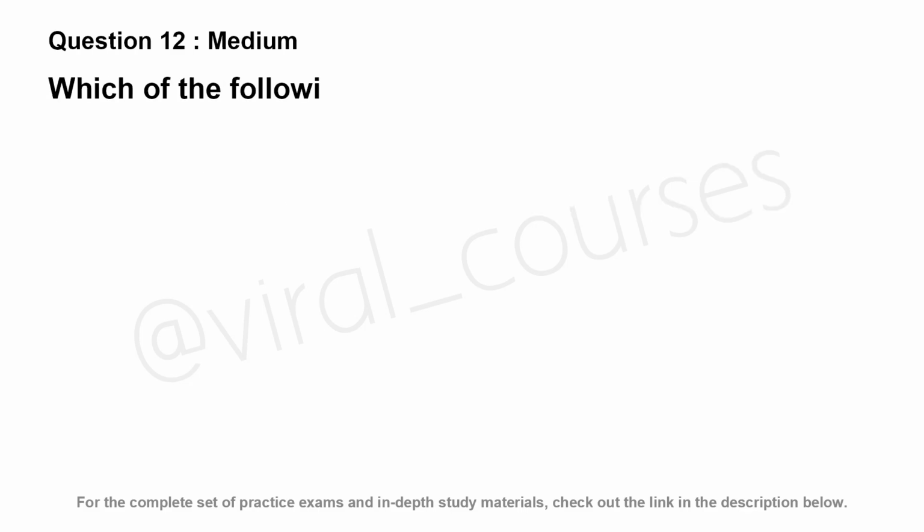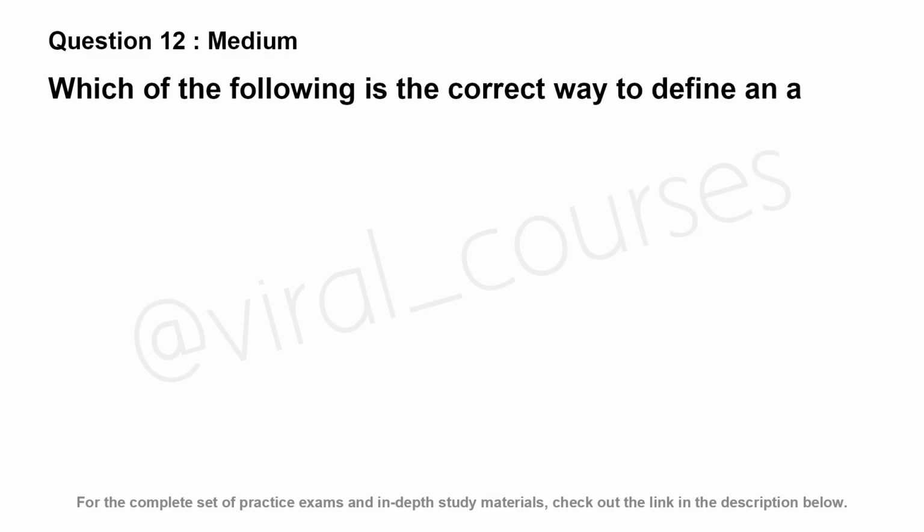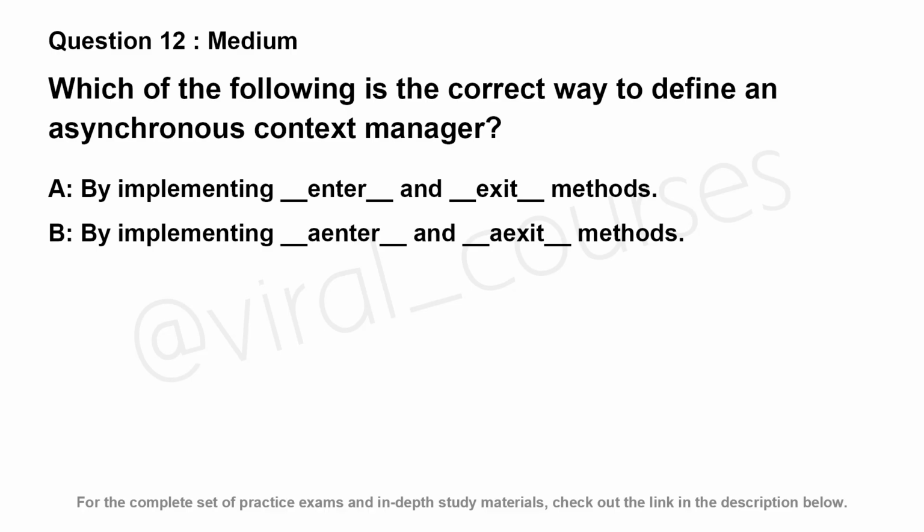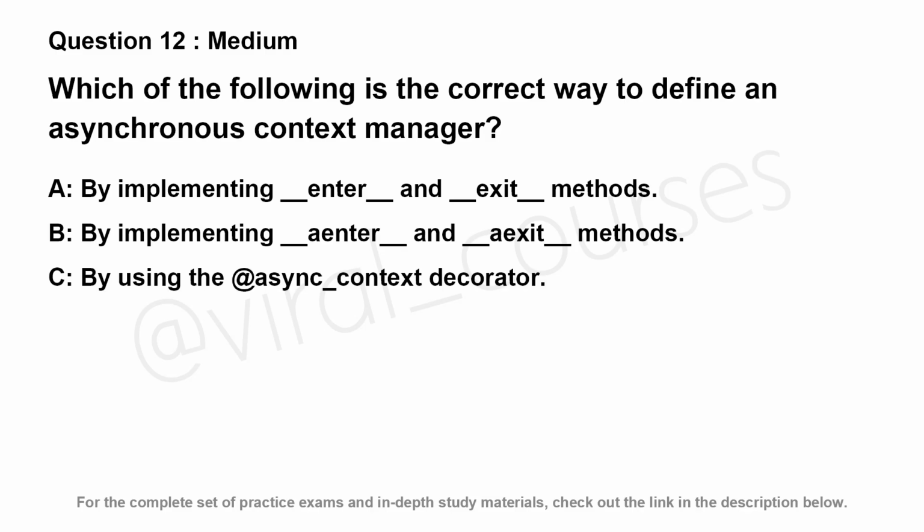Which of the following is the correct way to define an asynchronous context manager? Option A. By implementing __enter__ and __exit__ methods. Option B. By implementing __aenter__ and __aexit__ methods. Option C. By using the @async_context decorator. Option D. By using async with on a regular class.